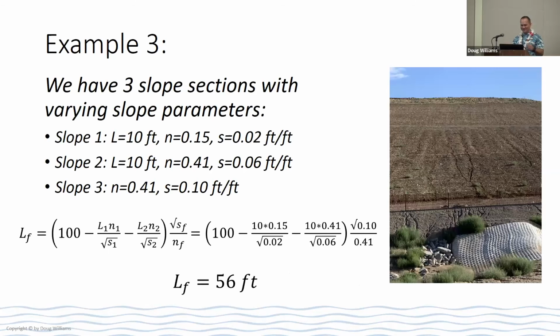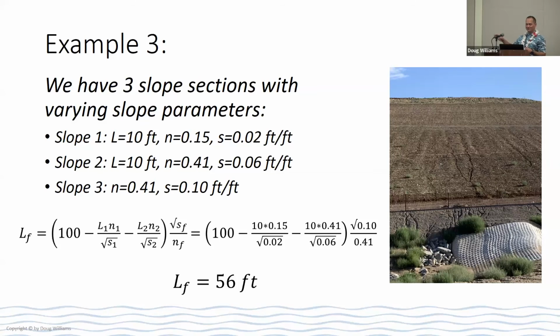And I have another example. Example number 3, with three different slope sections with varying parameters. The first slope is 10 feet wide, like an unpaved road or something like that. Roughness coefficient of 0.15, slope of 0.02 feet per foot. So that's the first one. Second one, 10 feet, and so on and so forth. You guys can read it too.